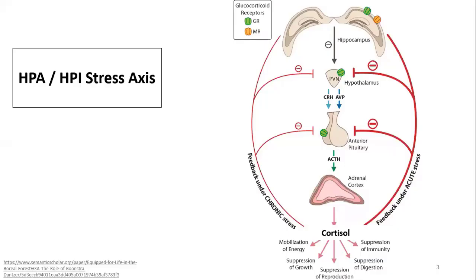So I'm going to give some background about how stress can be quantified. This is the HPA or HPI stress axis, and this regulates how an individual responds to a stressor. The HPI stands for hypothalamic, pituitary, adrenal, or interrenal, depending on the species. So in response to a threat being perceived, there's this cascade of events that's triggered, and the end result is that cortisol is produced. So cortisol does a lot of important things in the body. It's involved in mobilizing energy, suppressing growth, it's involved in the immune system, and these are all to help the individual cope with whatever the source of stress was.